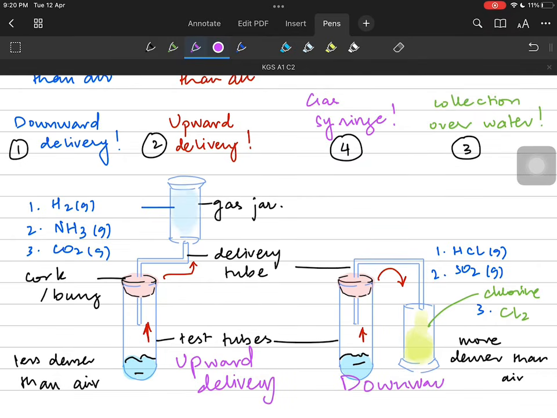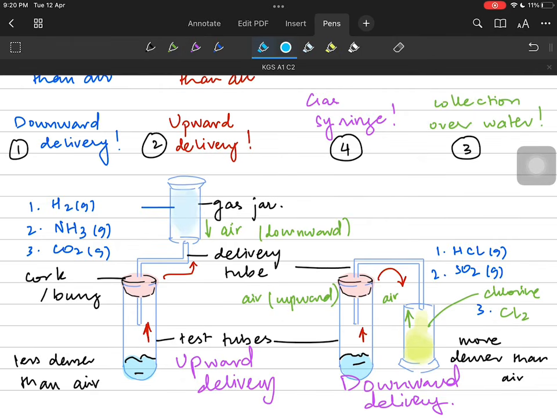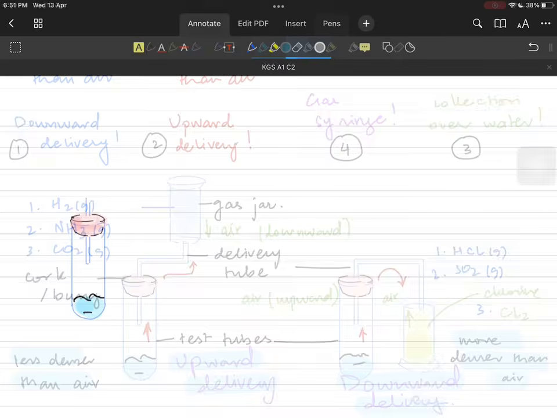So there are 2 different methods. Remember, the upward delivery and downward delivery works with gases and their densities. You should also notice one thing, that when a gas is collected, air is displaced. So in the upward delivery method, you can see the air moves downward, because when the gases go upwards, obviously they're going to shift the air downwards. And the opposite happens in the downward delivery method. So when the gases are collected downwards, the air moves upwards. So upward delivery for less dense gases, downward delivery for more dense gases.